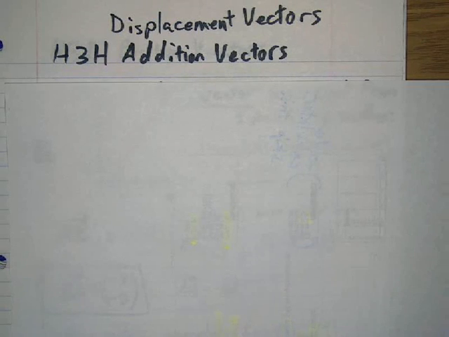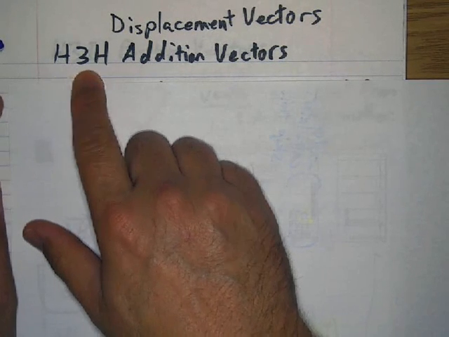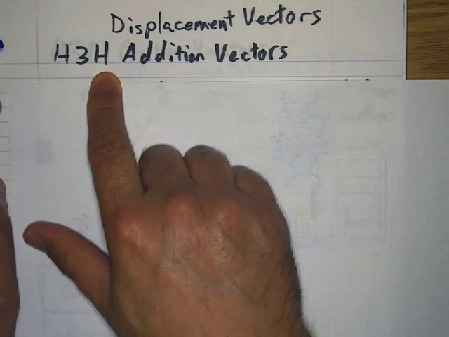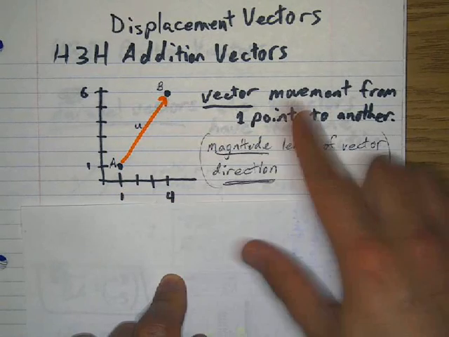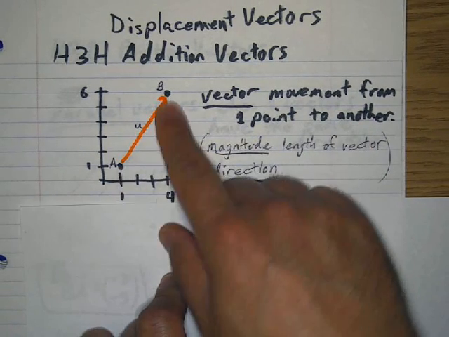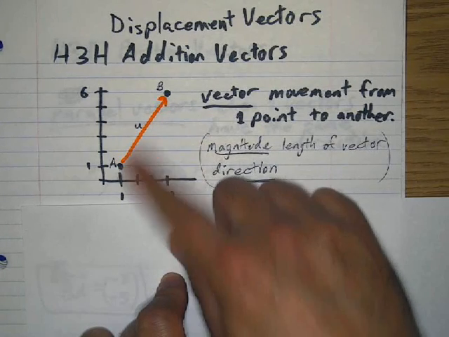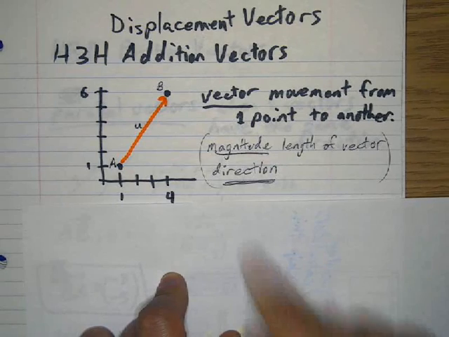Okay, today we're going to talk about adding vectors and displacement vectors. So, high level, chapter 3, section H. A vector is something that has movement from one point to another. This orange line here is a vector. Vectors have magnitude, which is the length of the vector, and they've got direction.